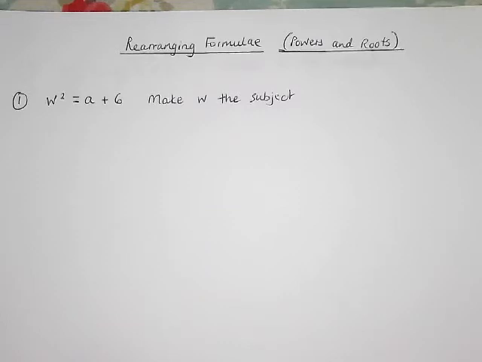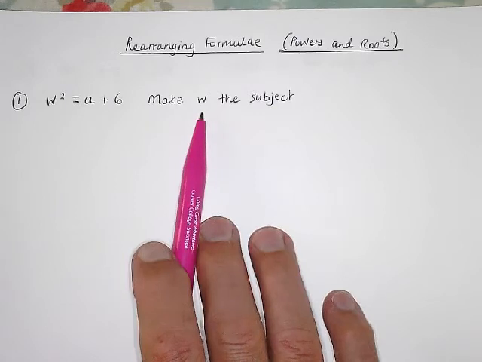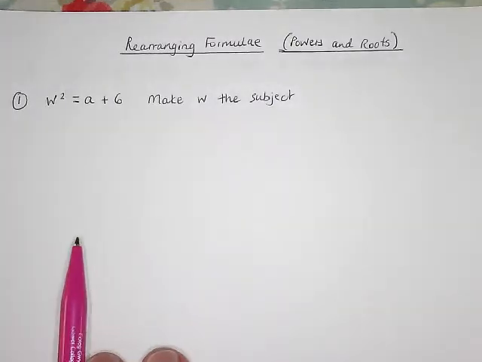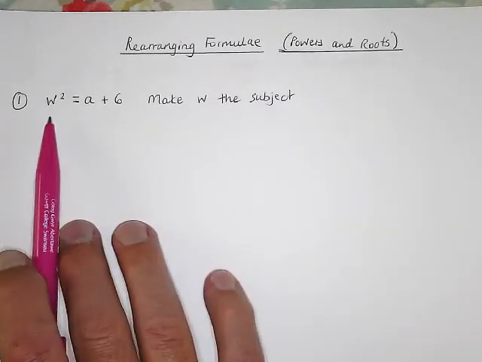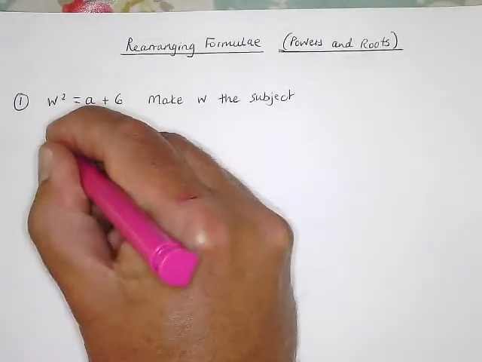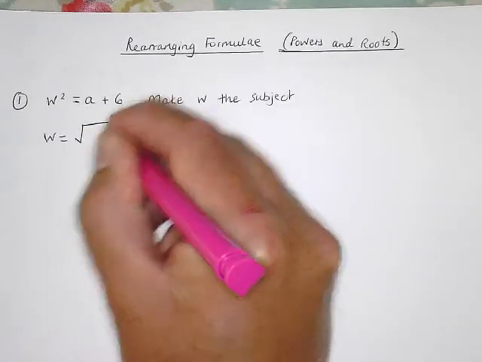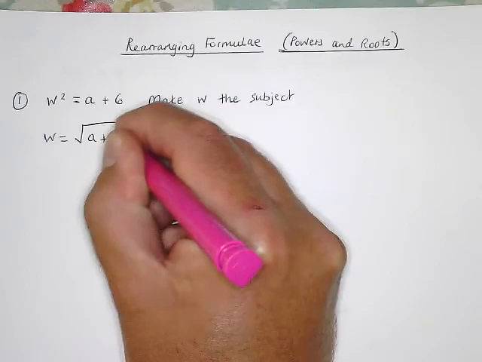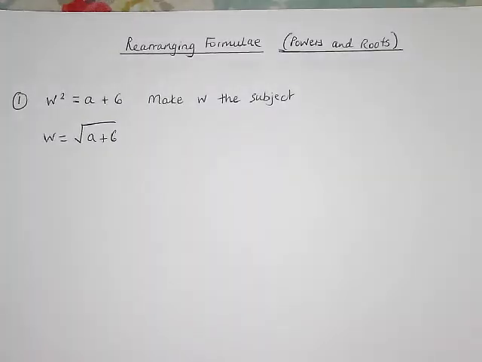So in the first question we are going to make w the subject. So we have to get this formula so that it's w equals. At the moment it's w squared. So the opposite of squaring something is square rooting it. So we are going to square root the right hand side, and we have completed question 1.